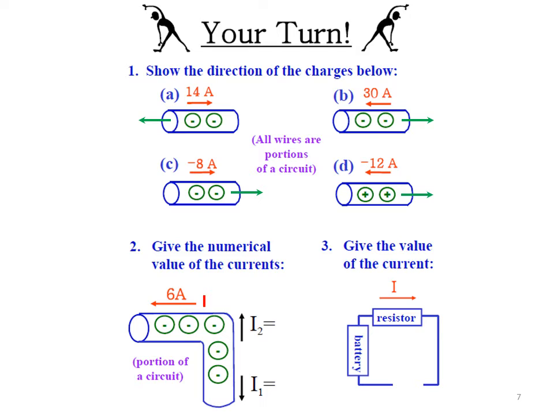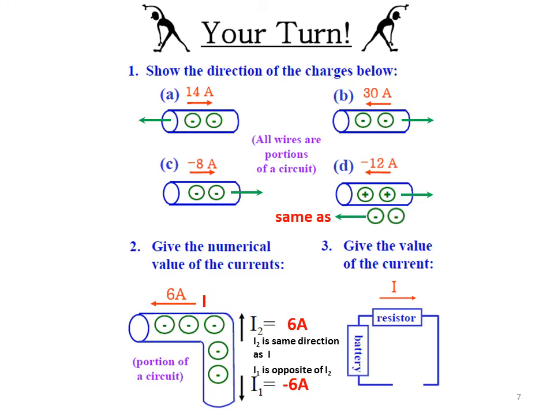Okay, let's move on. Exercise 2, with the numerical value of currents I1 and I2. If we have I with the value of 6 amps and the direction of I is right to left, we have I2 in the same direction. I2 has a value of 6 amps, and I1 is opposite of I2, so the value of I1 is minus 6 amps.